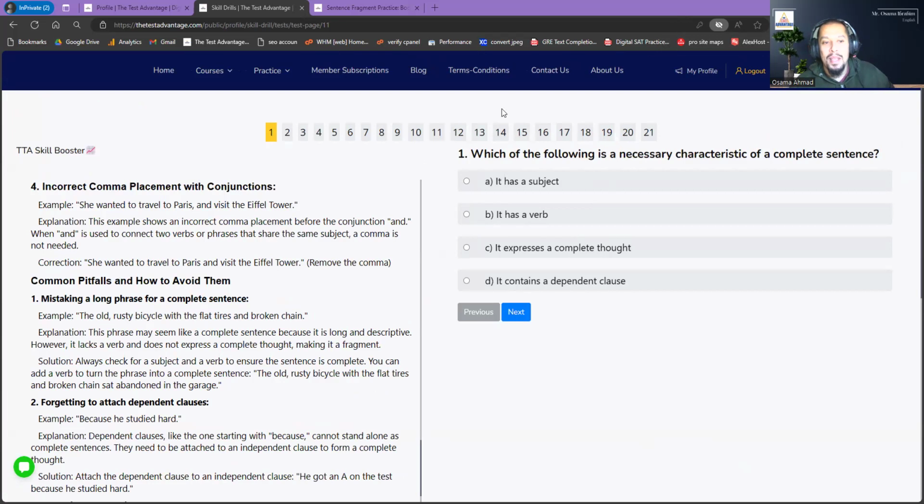Okay, let's begin. Question number 1. Which of the following is a necessary characteristic of a complete sentence?